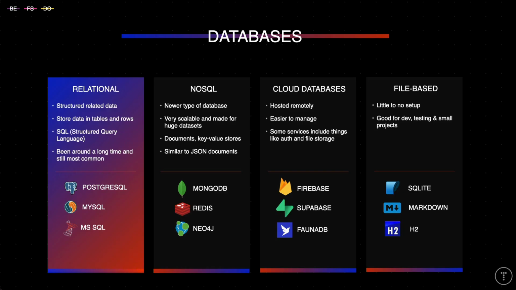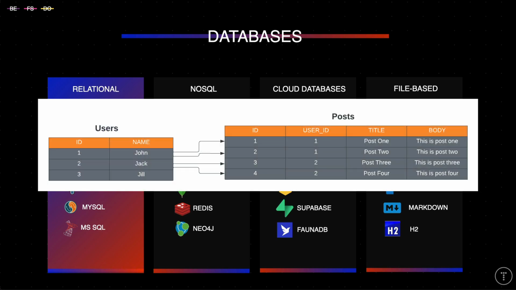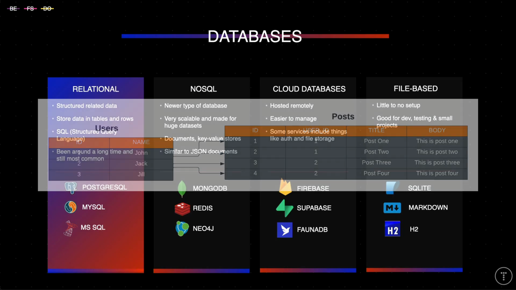And these have been around forever. They're systems that hold structured data that can be related to each other. And data is stored in tables and rows. So you can kind of picture an Excel spreadsheet, just much more powerful. And you can have multiple tables that are related to each other. For example, you can have a table for your users and then a table for, let's say, blog posts. And each user can have multiple blog posts, so you can relate the two tables together by putting a user ID field in your blog post table.